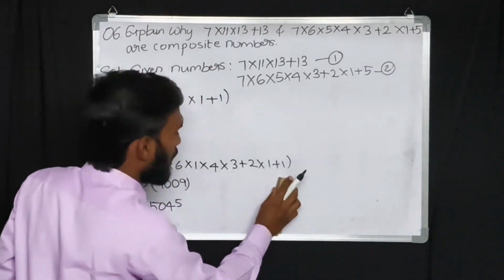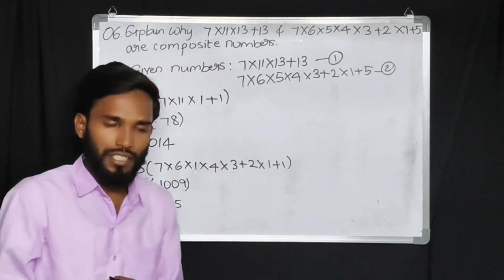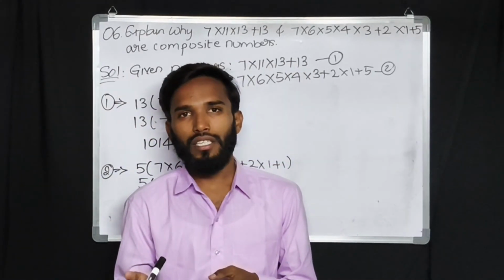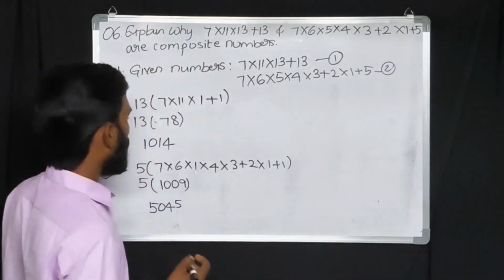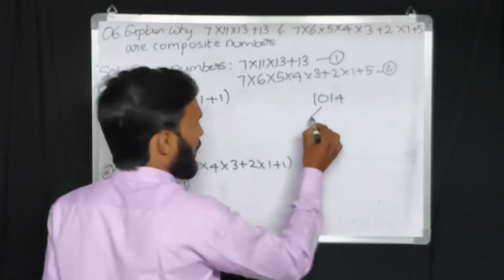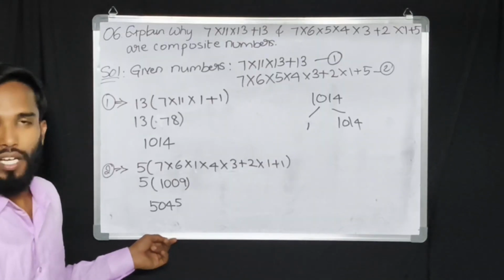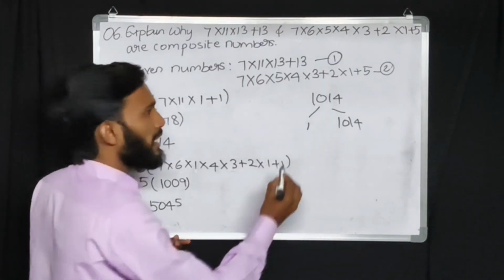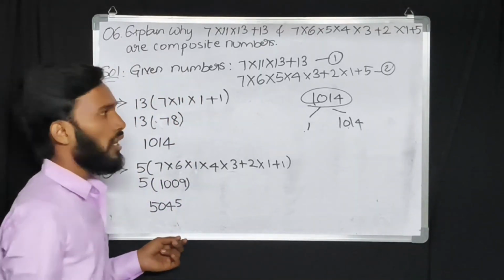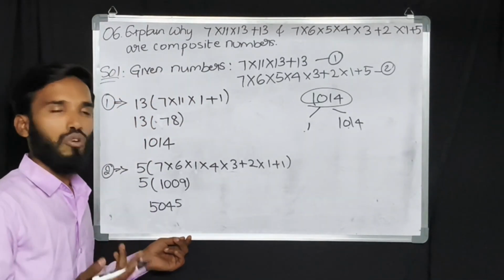Explain why these two numbers are composite. You know that the condition for composite is that the number has more than two factors. If you observe here, this number 1014 will have factors 1 and 1014. This is common for every number. Now we have to see whether this number has more than these two factors or not. So just go through divisibility rules to check whether the number has more than two factors.